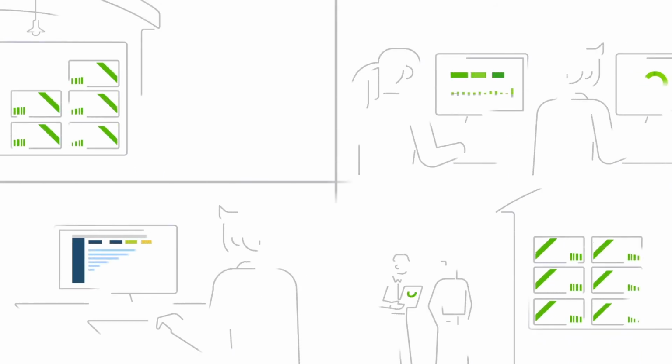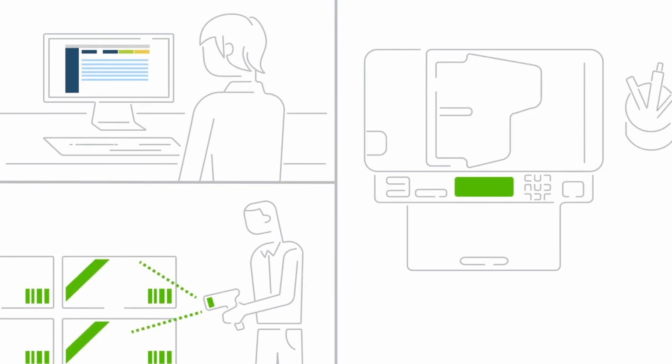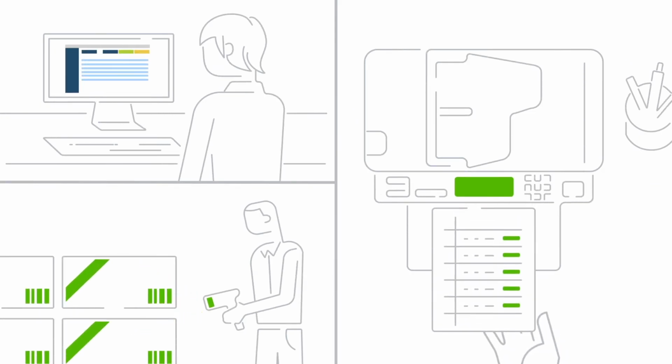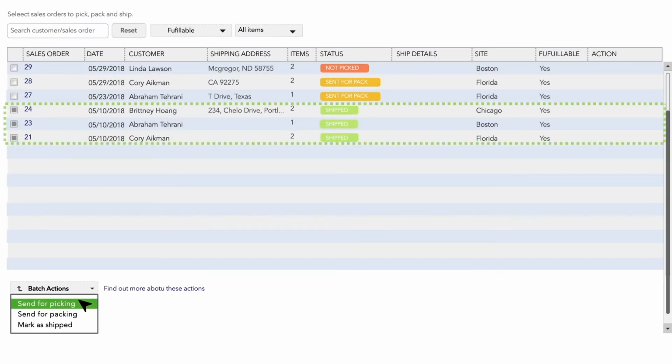Every company has its own way of doing things, and Enterprise is flexible to let you customize the fulfillment process to suit your own business needs. For instance, you can print pick lists if you're not using a mobile scanner. Or you can group orders together and apply the same action to them by batching.